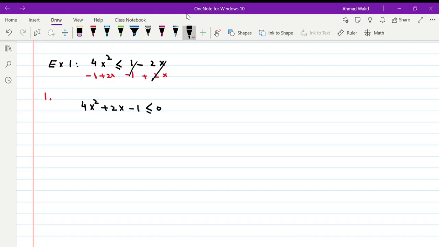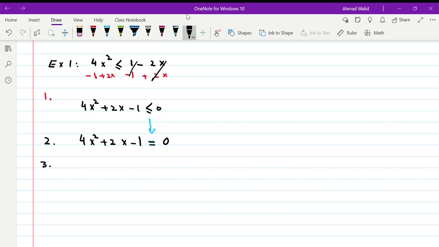Step 2, I'll set this equal to 0, right? 4x squared plus 2x minus 1. I'll change the inequality sign to an equal sign, equal to 0. Correct?